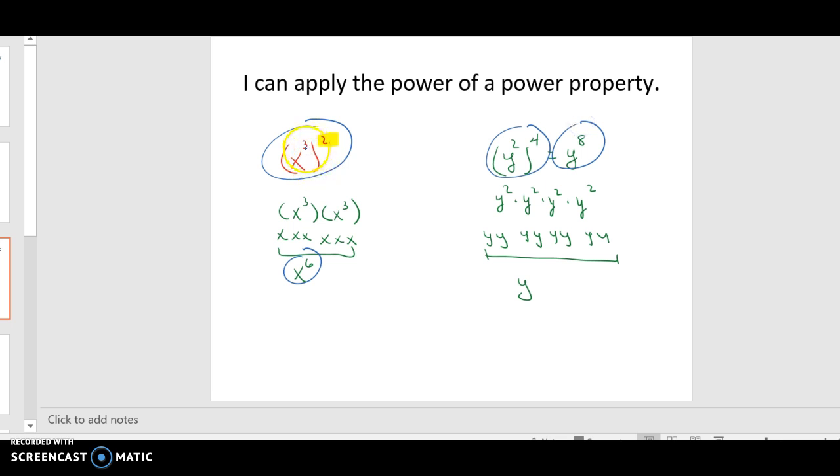Well, what could I do with the exponents here to get 6? What can I do with the exponents here to get 8? And that is multiply them together. So the next property is the power of a power property. And we're going to say if I have x to the m, and I take it and raise it to some n power, when I go to simplify a power to a power, I'm going to just multiply the exponents.